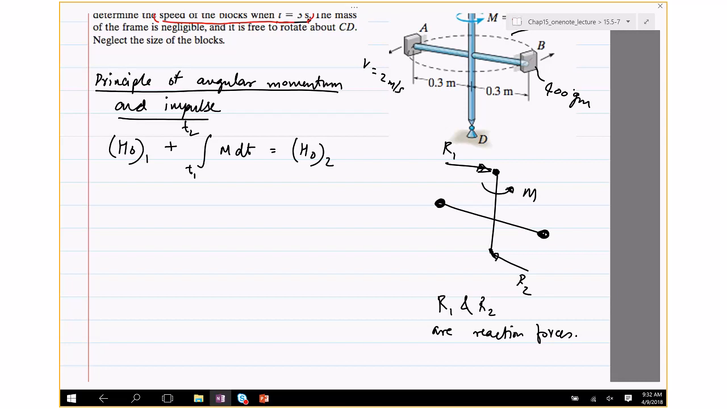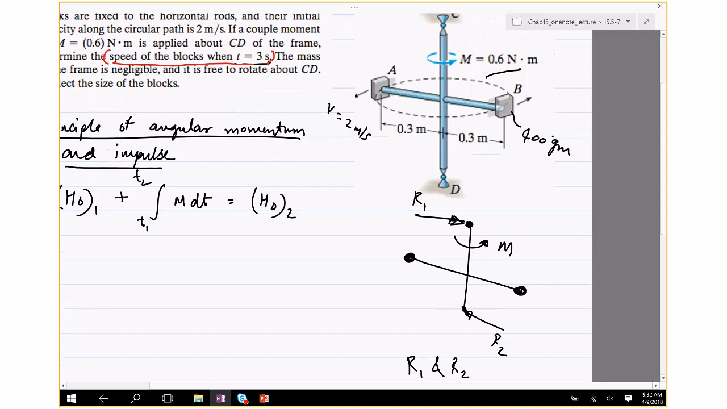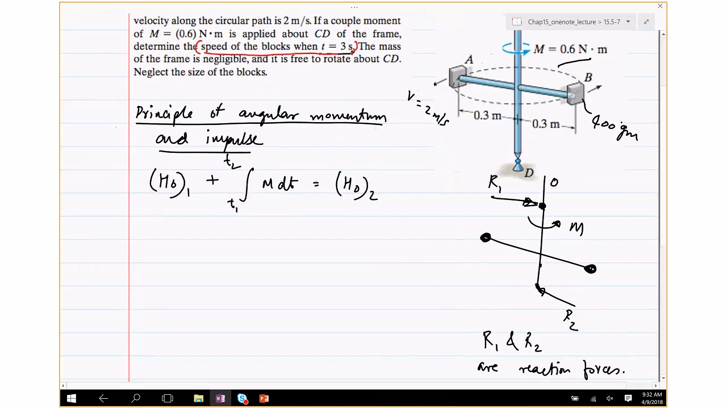When I do the calculation, I'm going to take moments about the axis O. Since R1 and R2 pass through the axis O, they do not contribute to the moment integral. So let's try to set up this equation now.